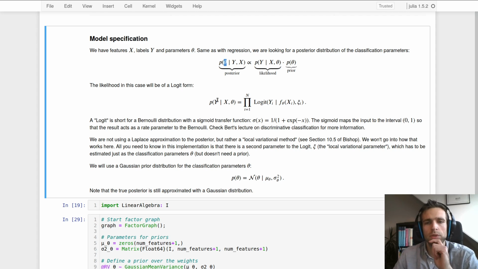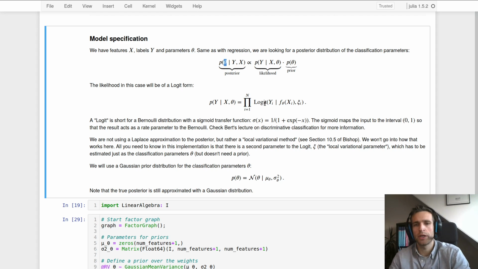So this likelihood is different. Before we had a Gaussian with this linear product as its mean function. Now we have something called a logit distribution, or a logit likelihood. A logit is short for a Bernoulli distribution with a sigmoid transfer function contained within it.